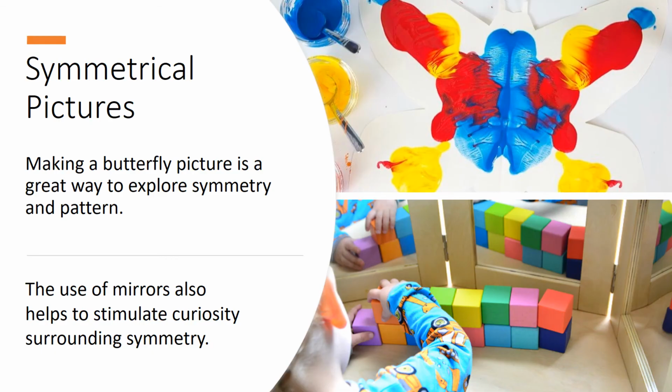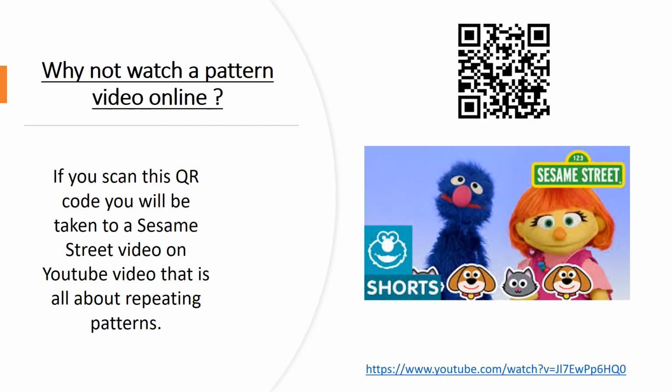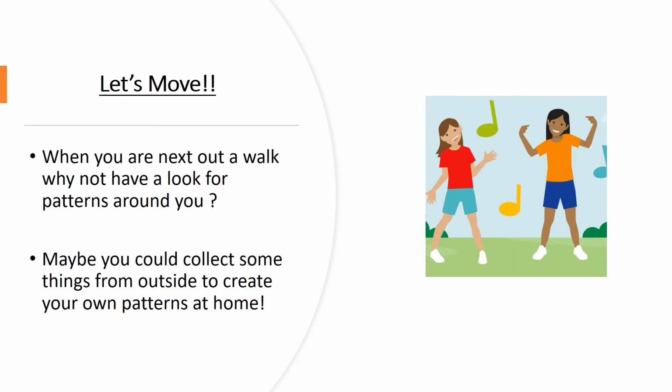Symmetrical pictures. Making a butterfly picture is a great way to explore symmetry and pattern. The use of mirrors also helps to stimulate curiosity surrounding symmetry. Why not watch a pattern video online? If you scan this QR code, you will be taken to a Sesame Street video on YouTube that is all about repeating patterns.